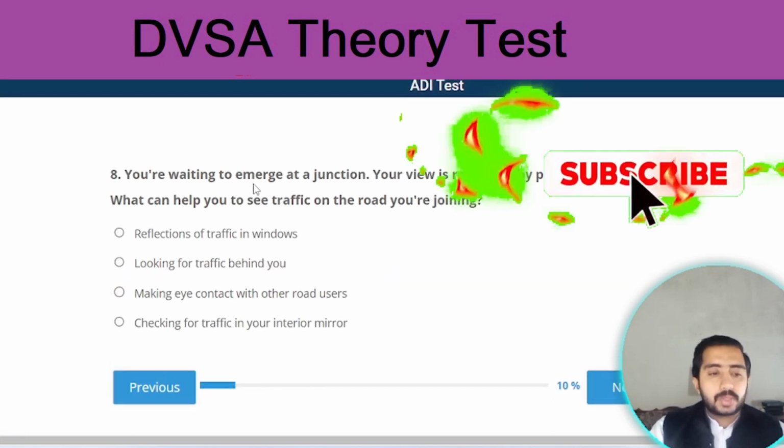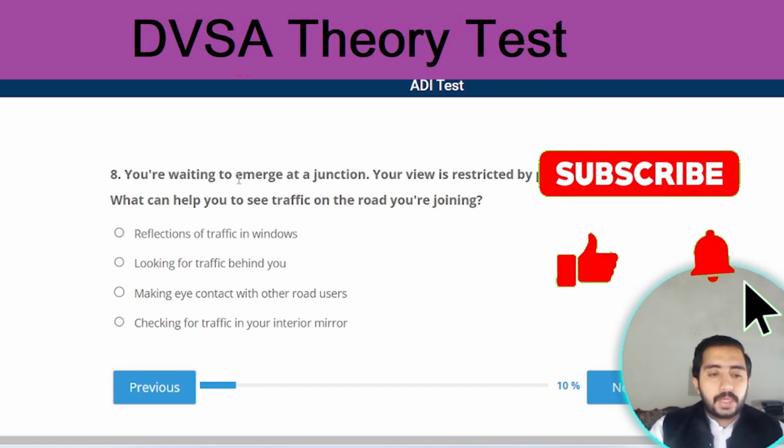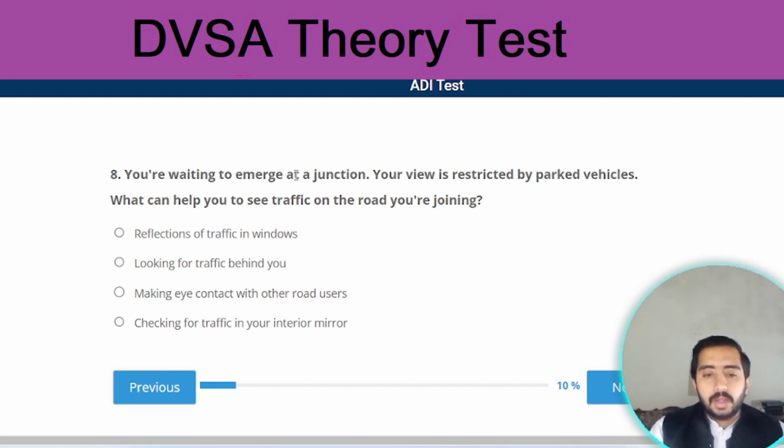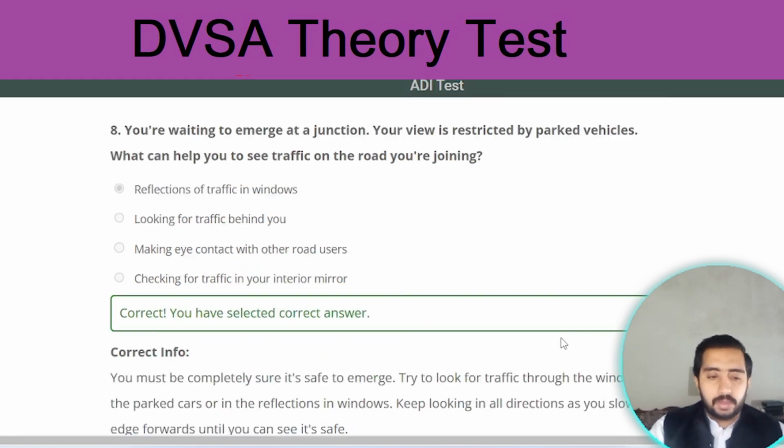Next one. Question number 8. You are waiting to emerge at a junction. Your view is restricted by parked vehicles. What can help you to see traffic on the road you are rejoining? The correct answer is a reflection of traffic in windows. Option A is the correct one.